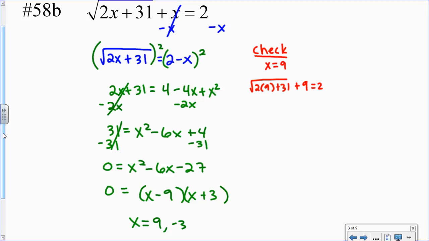Okay, so I plug in 9 for x, so that's 18 plus 31 is 49. 7 plus 9. So does 9 work? No, 16 does not equal 2. Okay, 9 does not work.